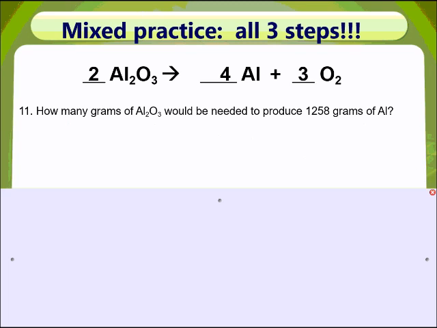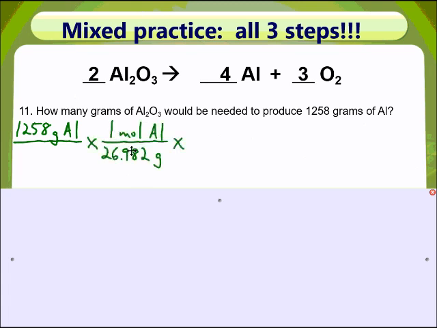Okay, another mixed practice with all 3 steps. They want to know how many grams of aluminum oxide would be needed to produce 1,258 grams of aluminum. So our given is 1,258 grams of aluminum. So step 1, convert to moles. That is necessary. 1 mole of aluminum has 26.982 grams. Step 1 is done.